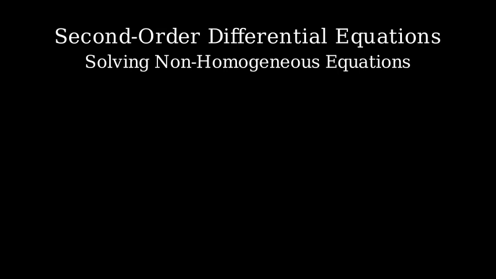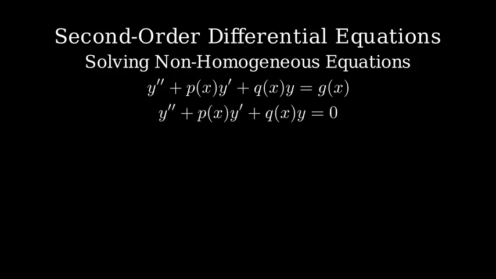Let's start with the general form of a non-homogeneous second-order linear differential equation. We have y'' + p y' + q y = g(x). Here, p and q can be constants or functions of x, and g(x) is our non-homogeneous term. The homogeneous version of this equation has g(x) equal to 0.